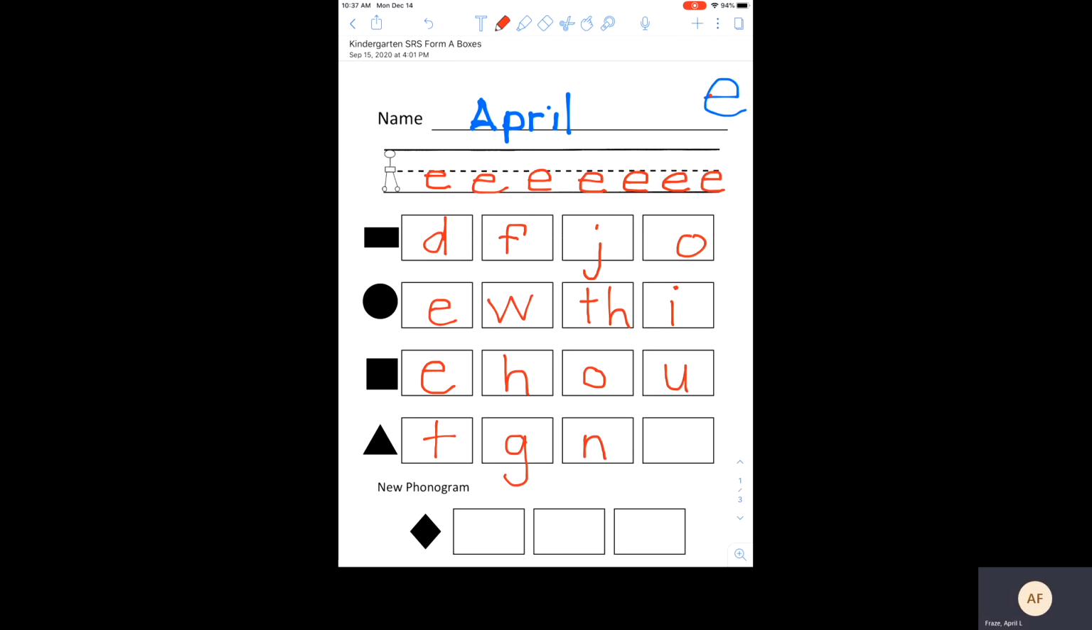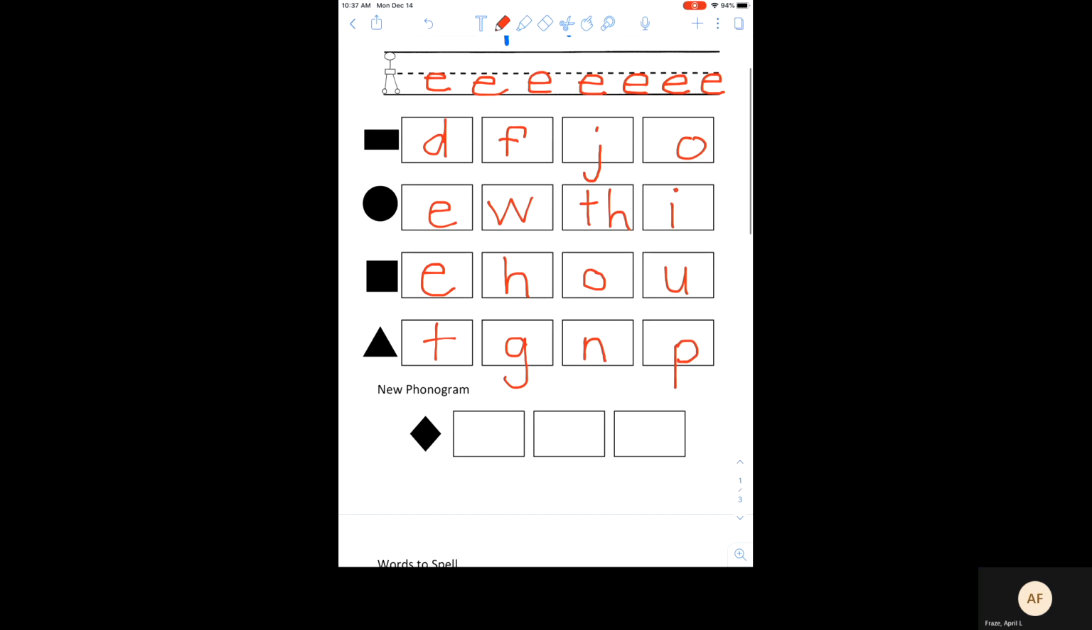Now write the last sound in the word hop. P, pig, puh. I hear puh on the end. All right, on the bottom, you will find the diamond, and you're going to write O, C, K, ock.